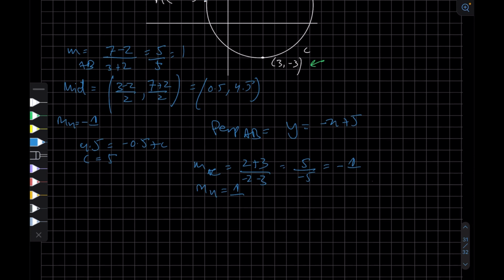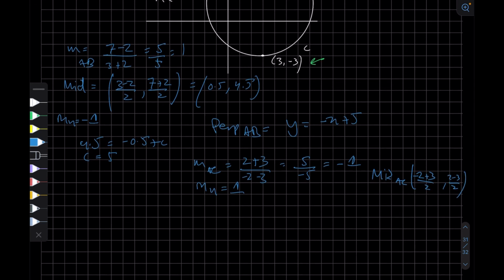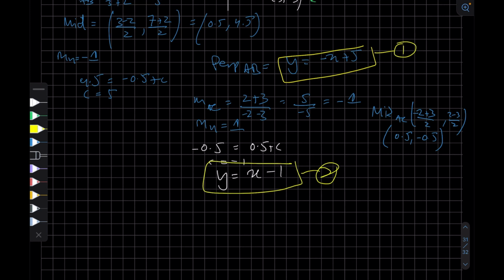The midpoint of AC is (minus 2 plus 3) over 2, (2 minus 3) over 2. It will turn out to be 0.5 and negative 0.5 if we input it. So minus 0.5 is 0.5 plus c, so c is minus 1, and y is x minus 1. This is our second equation. This was our first equation.